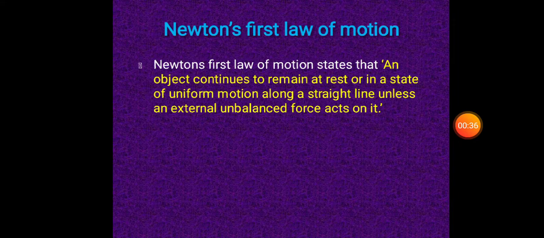Newton's first law of motion states that an object continues to remain at rest or in a state of uniform motion along a straight line unless an external unbalanced force acts on it. For example, if I keep one book on the table, it will remain there till someone comes and moves it. That becomes an example of the first law of motion.